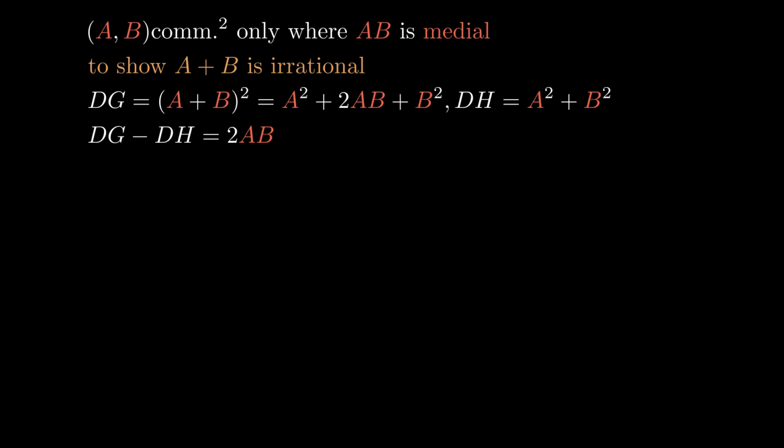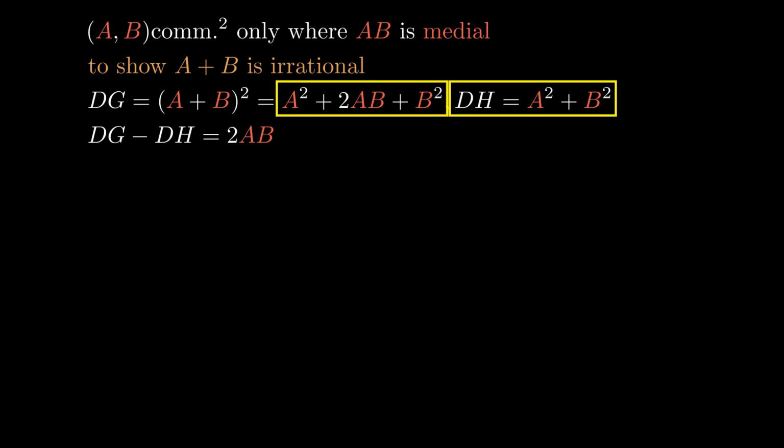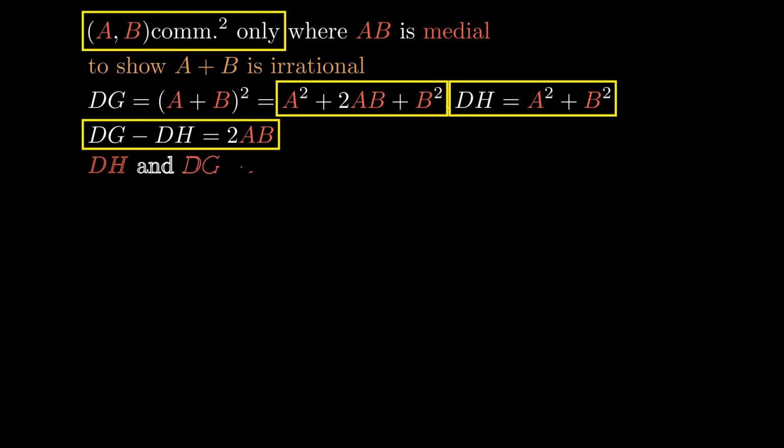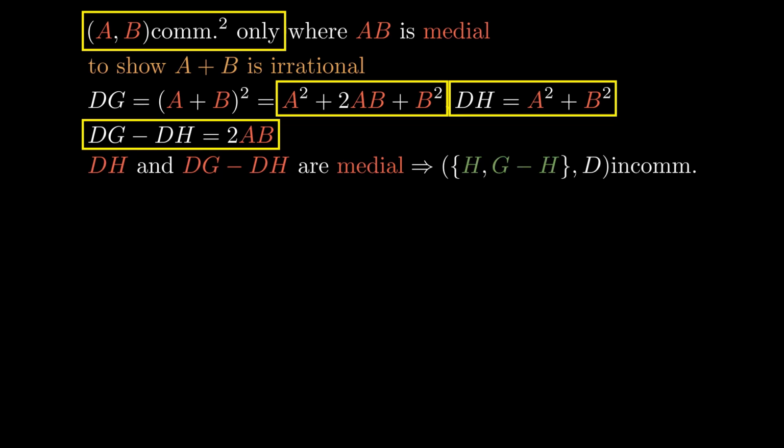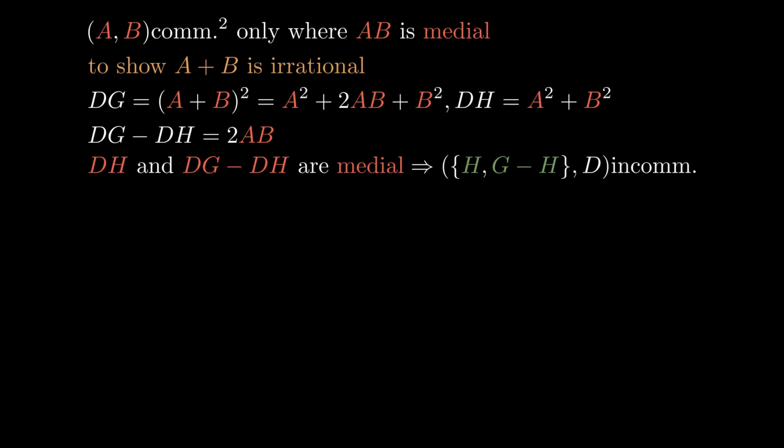A and B are medial, so A squared and B squared are medial, and AB is medial, so 2AB is medial. So, DH and DG minus DH are medial, which, by proposition 10.22, means H and G minus H are both rational and incommensurable with D.